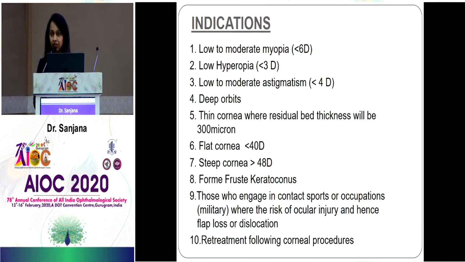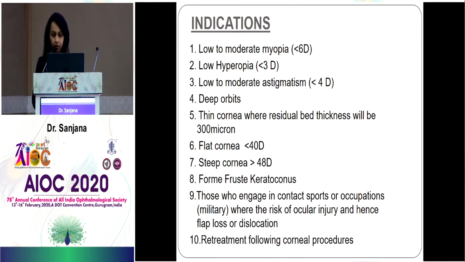And then in cases of deep orbit, so when there is a sunken eye and a narrow palpebral aperture or a deep set eye, in those cases PRK would be preferable, because in cases of LASIK and SMILE, the suction might be a little difficult, so surface ablation would be much easier. And then in cases of borderline thin corneas where the residual bed thickness is less than 300, so usually they say the RBT should be kept about 250, but to be on a very safe side, we keep an RBT of 300 micron, and in cases where the corneal thickness is less, instead of going for LASIK, PRK would be preferable and safer.